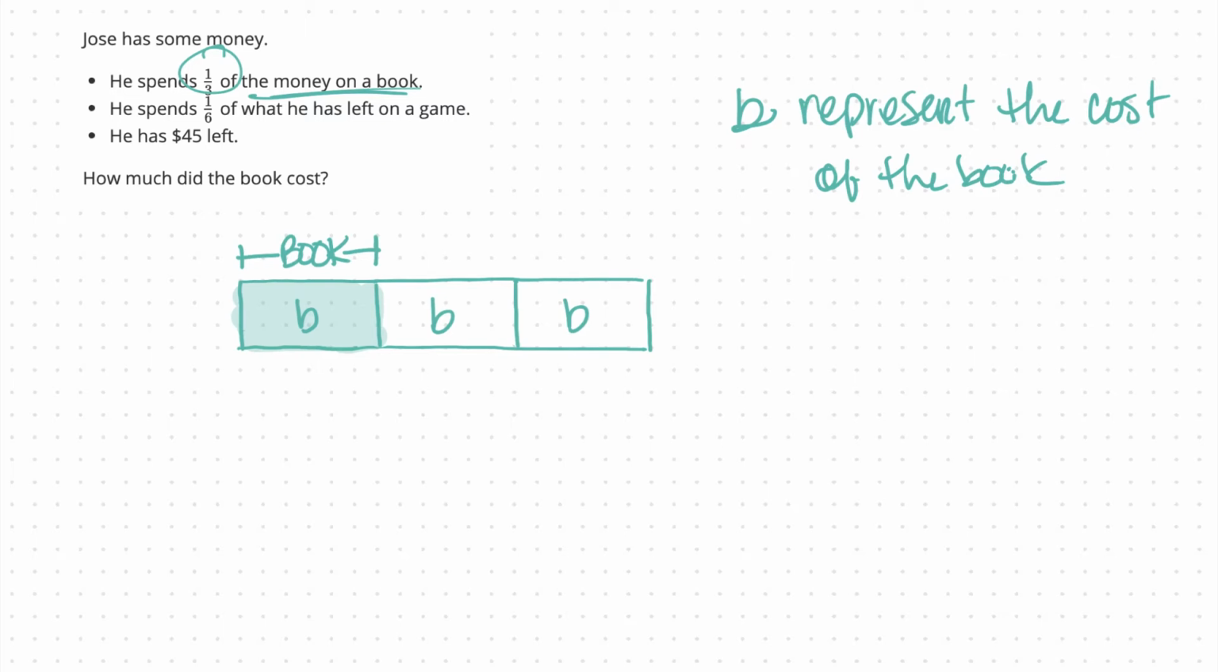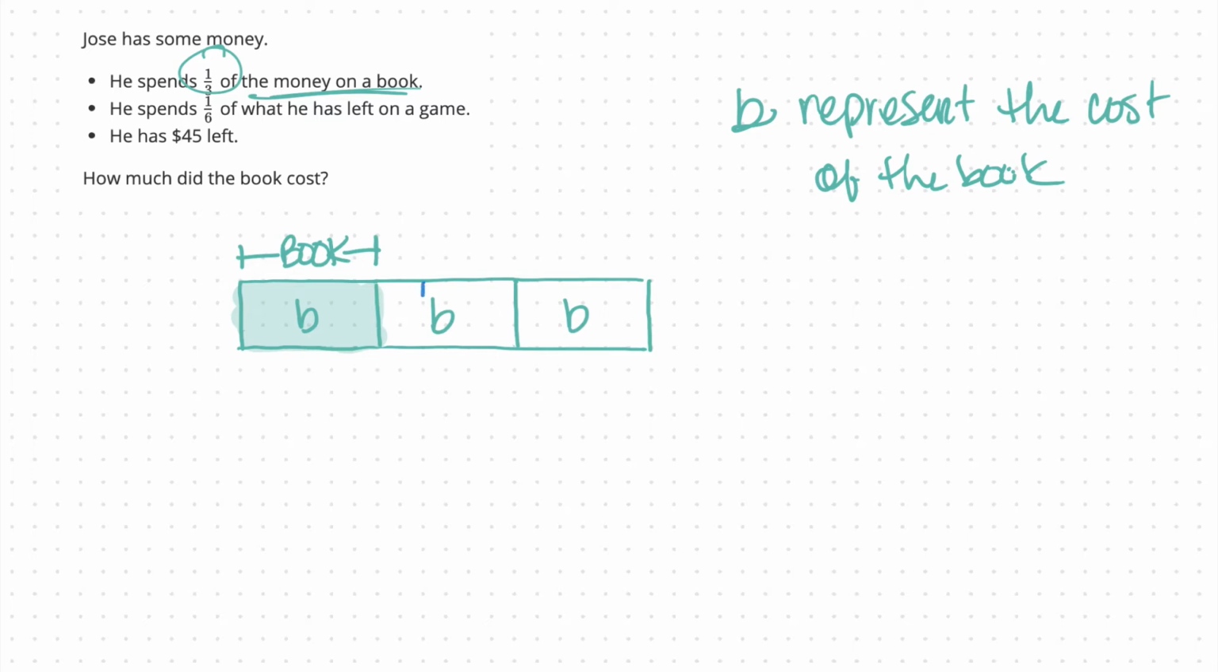Now it says he spends 1/6 of what he has left on a game. So this is the amount of money that he has left over, and he's spending 1/6 of just this part on a game. So what we could actually do now is we want to take this and divide it into 6 parts because it's saying 1/6 of what he has left on the game. So I'm going to divide this up into 6 parts now.